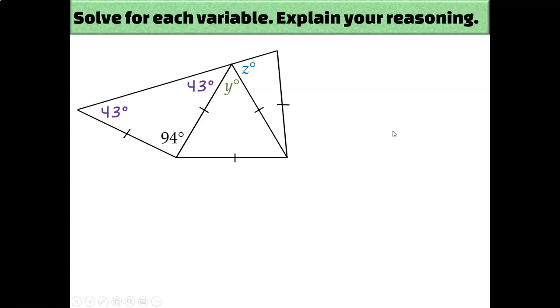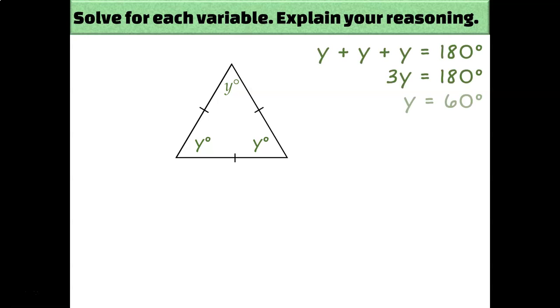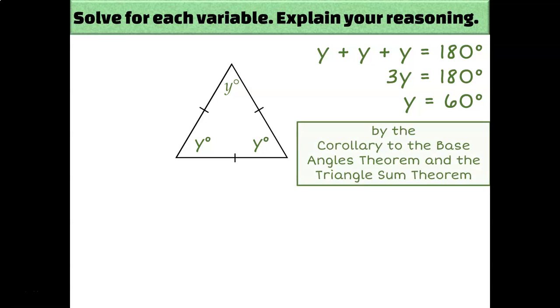Okay, now I'll update my diagram with 43 and 43. How am I going to solve for y? Well, y is one of the angle measurements in this equilateral triangle, and I know that equilateral triangles are also equiangular. So all 3 of the measurements here must be y degrees. So y plus y plus y equals 180, 3y equals 180, so y equals 60 because of the corollary to the base angles theorem. That's what allowed me to say that all 3 angles are y, and the triangle sum theorem. That's what allowed me to say that all 3 angles add up to 180.